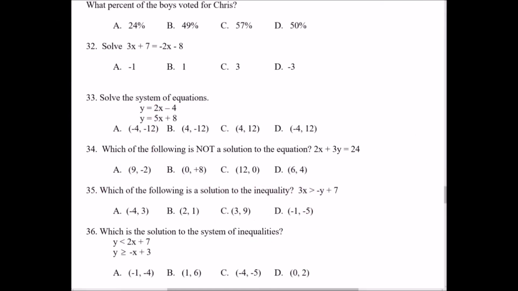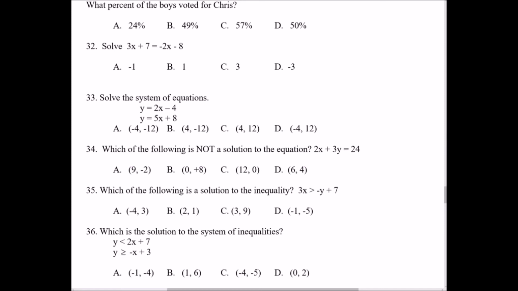And on 34, they want to know which of the following is not a solution to the equation 2x plus 3y is equal to 24. I'm not sure what your instant gut reaction to this one is. I'm going to go ahead and write it down over here. 2x plus 3y is equal to 24. And then we have the points 9, negative 2, 0, 8, 12, 0. It's funny that they put a positive in front of the 8 there, when on all the other positive numbers they did not. And 6, 4.